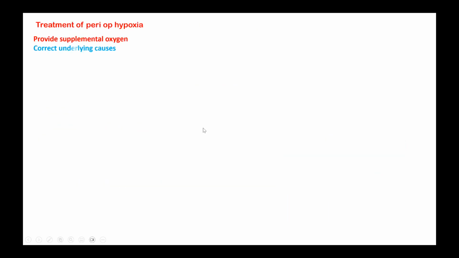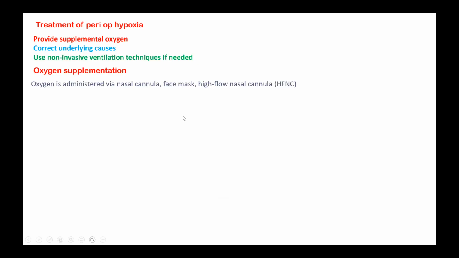In these cases, the hypoxemia will happen because of the failure of diffusion. And treatment: provide supplemental oxygen. That is the first and foremost step. Irrespective of the cause, first start with supplemental oxygen, especially high flow nasal oxygen, and correct the underlying cause. There are so many causes which we have described, and use non-invasive ventilation techniques if needed. Oxygen supplementation can be given via nasal cannula, face mask, high flow nasal oxygen, and our therapy should be titrated to keep the levels above 90%, and giving too much oxygen for too long is also not good.